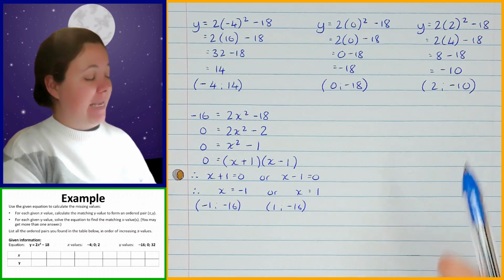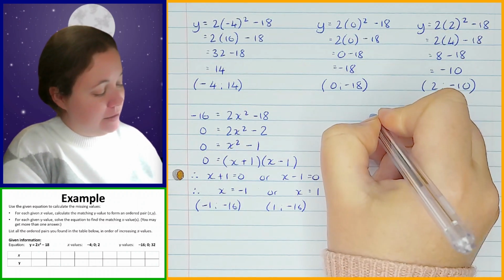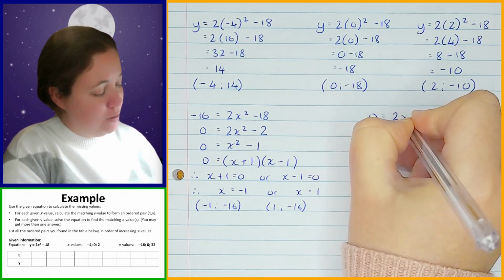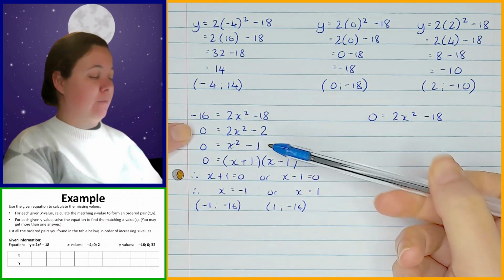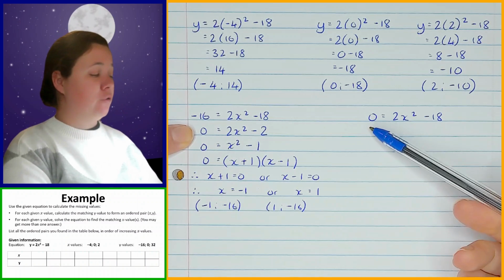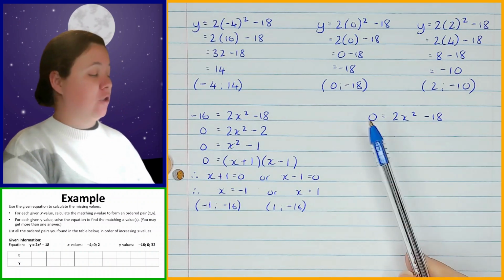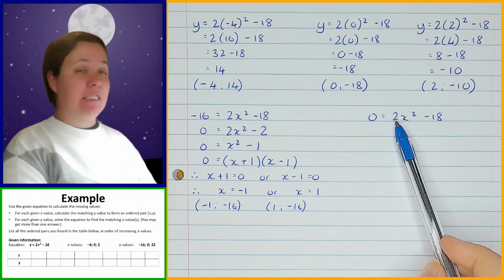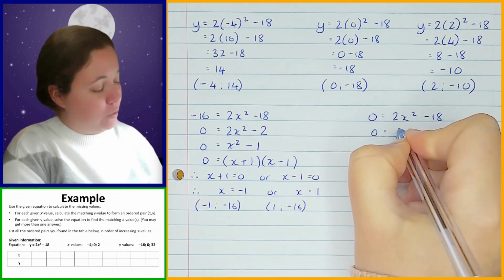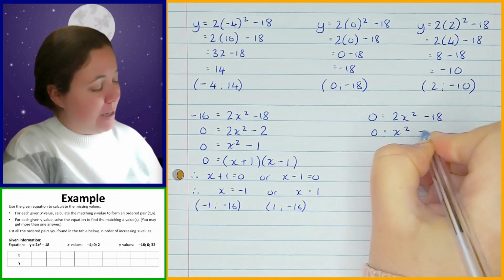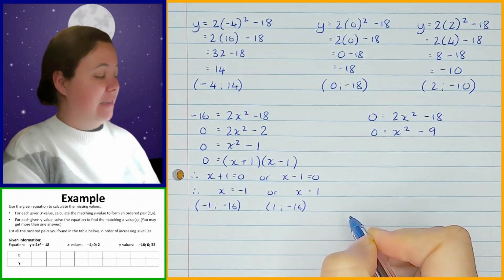Now we're going to do the next y value, which is 0. So I have 0 = 2x² - 18. Now this one I don't need to do the first step that I did over here because it's already got 0 on one side. So I can go straight ahead and cancel out that 2 by dividing all the terms by 2. So that's going to be 0 = x² - 9. So I've divided everything there by 2.